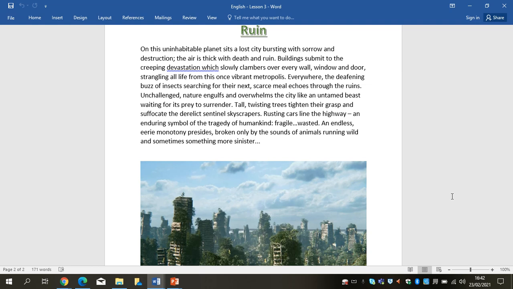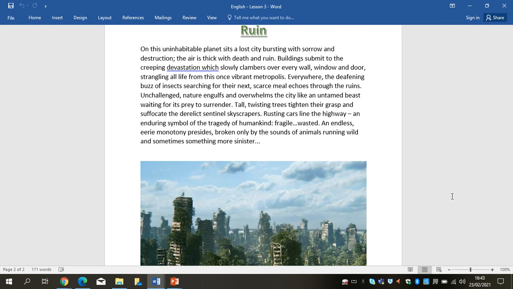On this uninhabitable planet sits a lost city bursting with sorrow and destruction. The air is thick with death and ruin. Buildings submit to the creeping devastation which slowly clambers over every wall, window, and door, strangling all life from this once vibrant metropolis. Everywhere, the deafening buzz of insects searching for their next scarce meal echoes through the ruins.